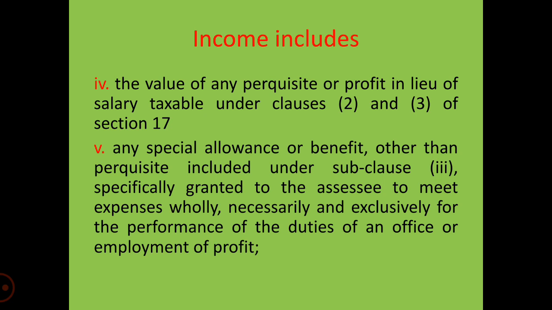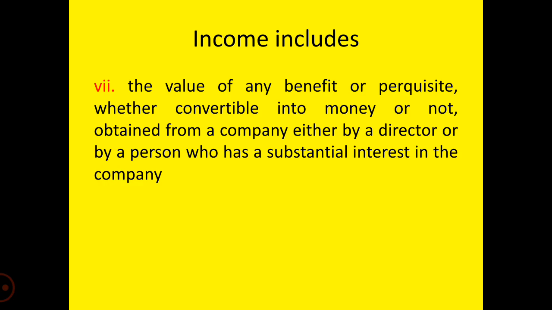Fifth, any special allowance or benefit, other than perquisites included under subclause 3, specifically granted to the assessee to meet expenses wholly, necessarily and exclusively for the performance of the duties of an office or employment of profit. Income includes any allowance granted to the assessee either to meet his personal expenses at the place where the duties of the office or employment or profits are ordinarily performed by him, or at the place where he ordinarily resides, or to compensate him for the increased cost of living.